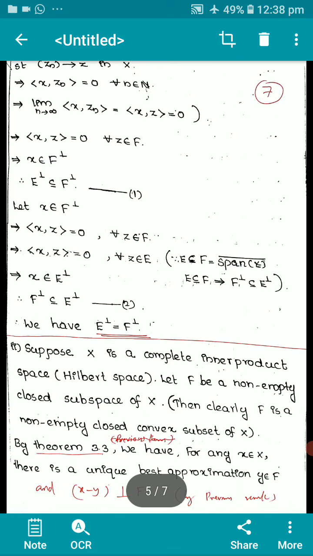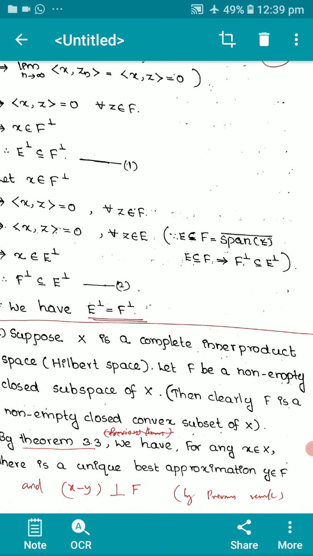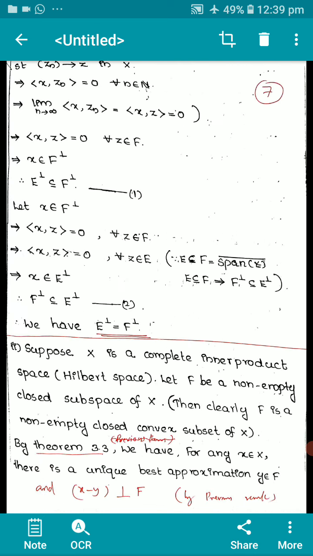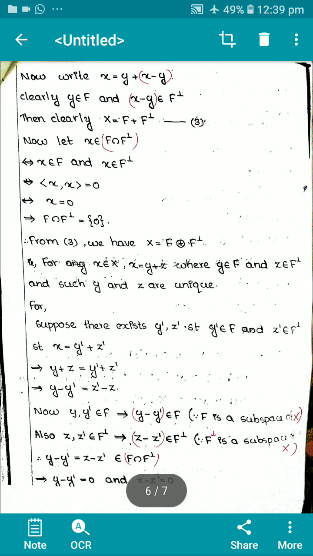Second part: suppose X is a complete inner product space and F is a non-empty closed subspace of X. Then clearly F is a non-empty closed convex subset of X. By the previous theorem, which we have proved in the last class, for any x in X there is a unique best approximation y in F, and x minus y is orthogonal to F. So you split it and write x as y plus x minus y, where y is in F and x minus y is in F perp, and clearly X is equal to F plus F perp.